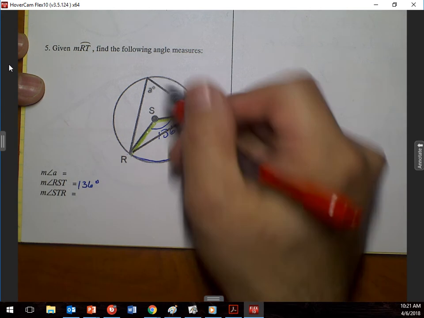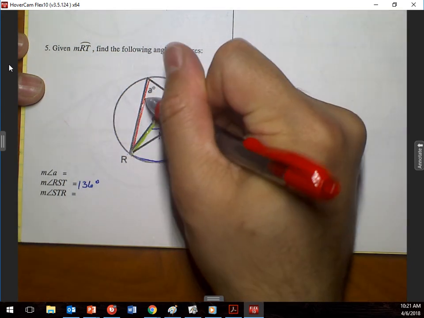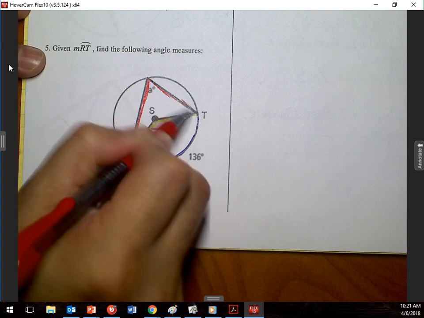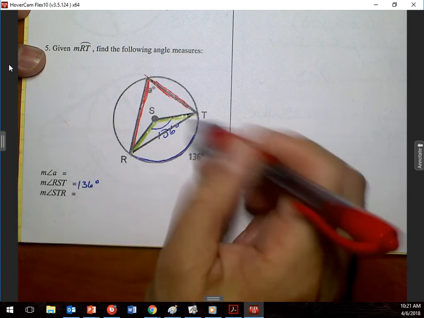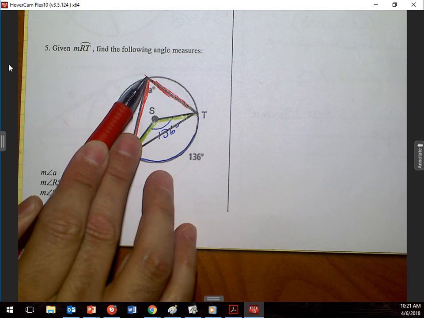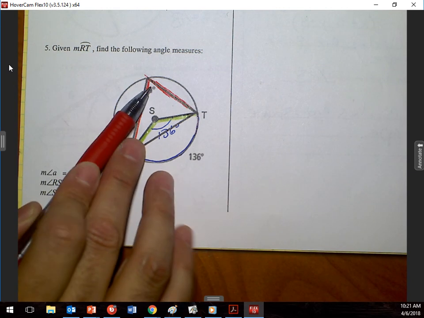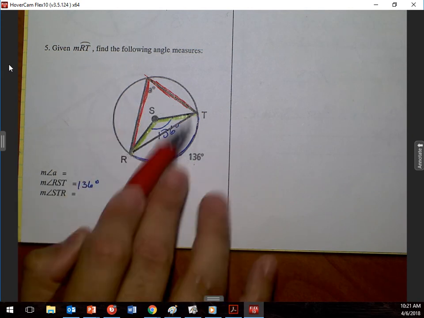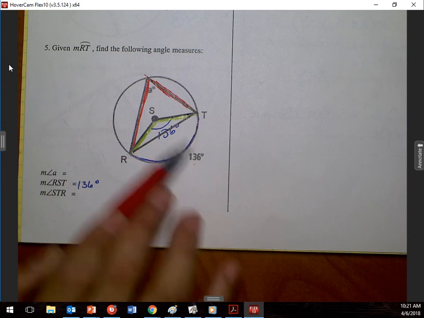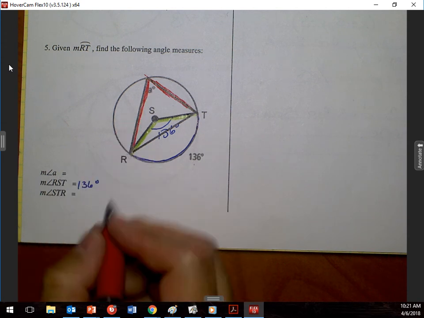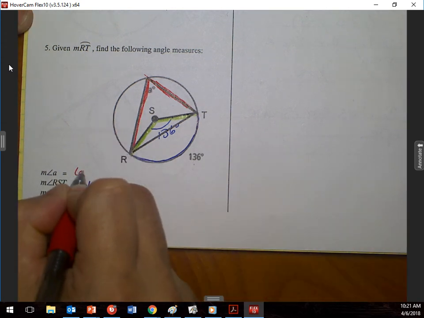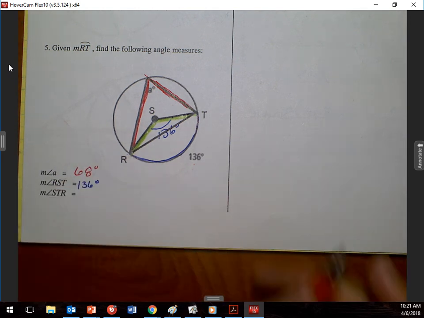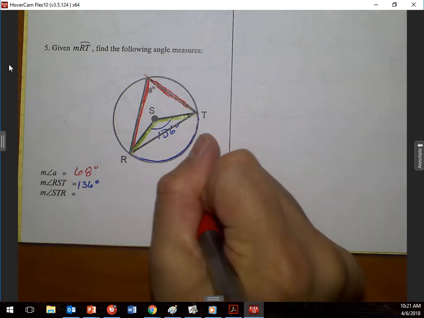Now the next thing I'm looking at is this one over here. This is my inscribed angle. An inscribed angle, right here, here's the arc. It touches the other side of the circle. This one is going to be half of my arc. So I take my arc, which is 136, and I divide that by 2. So angle A is going to be, you said 68? 68, because it's 136 divided by 2.